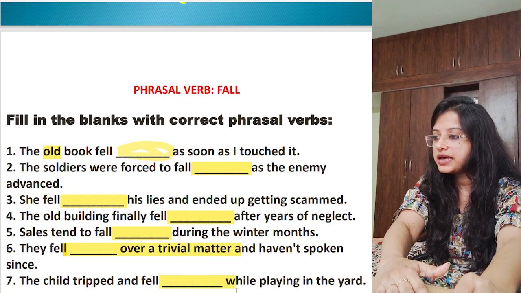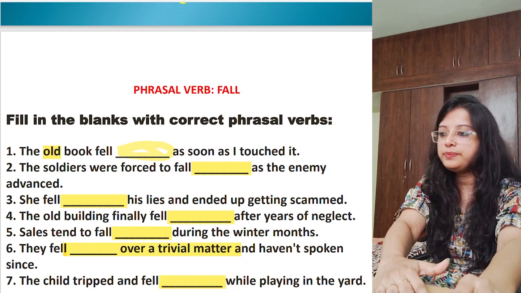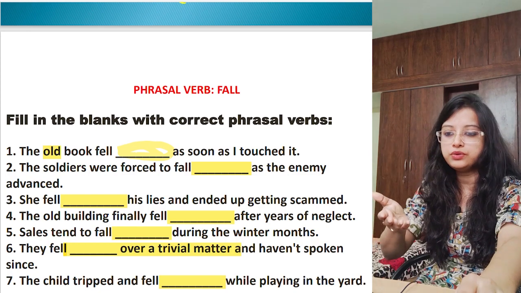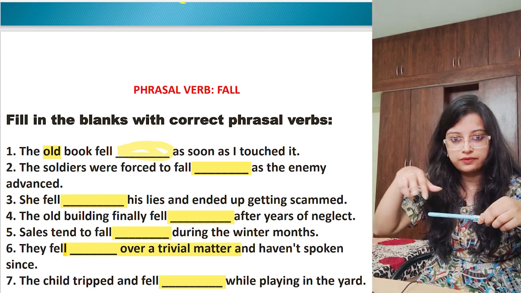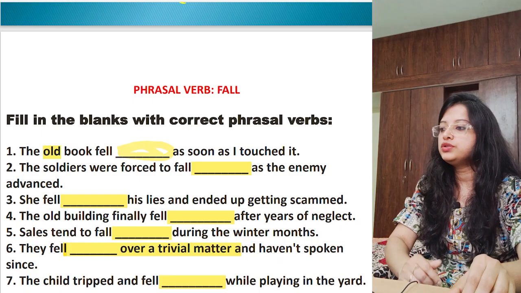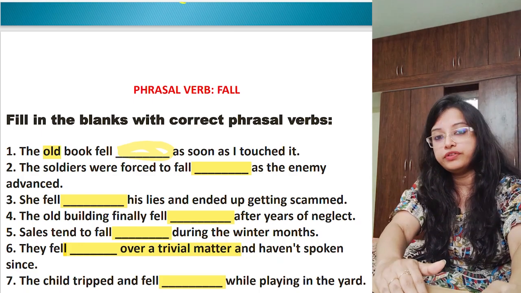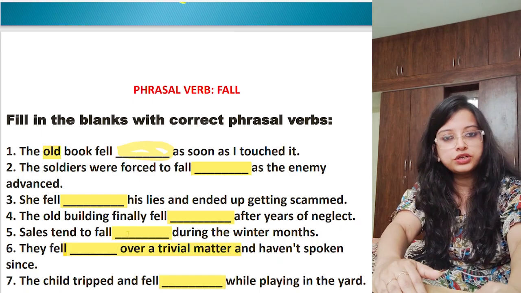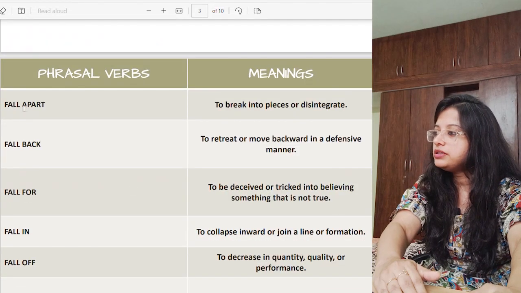The child tripped and fell dash while playing in the yard. Fell over. Tripped, that means maybe there was a pen where I was walking and I just tripped and fell. So, I fell over. So we have 7 words over here. Now let us go to the table and see the meaning.